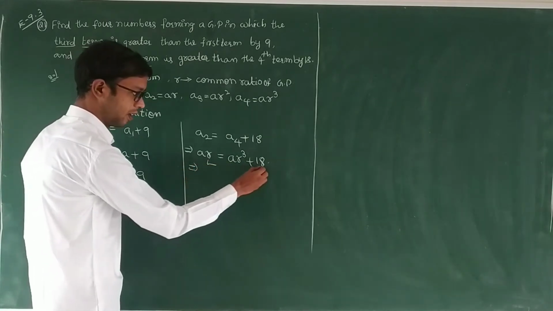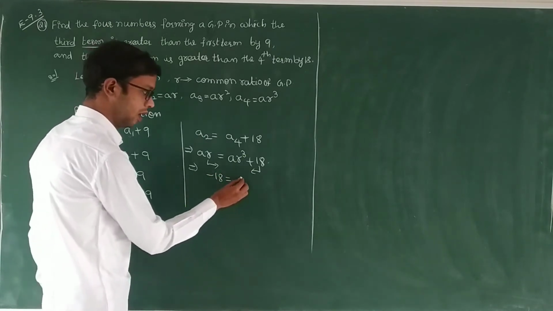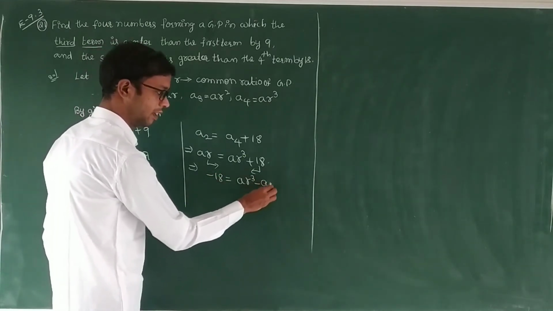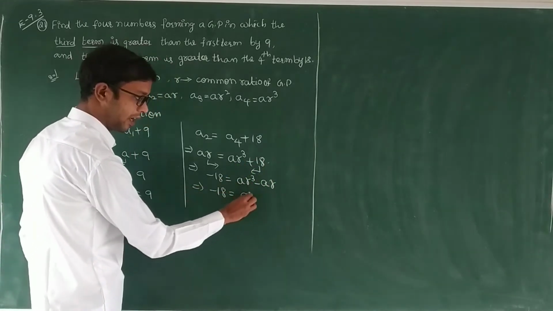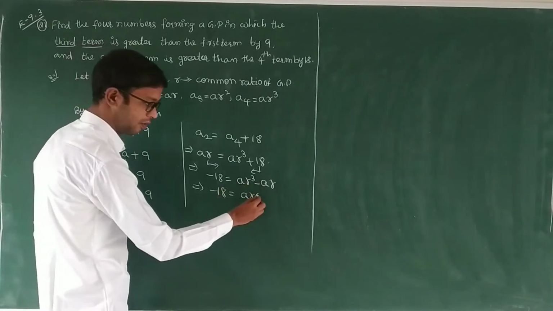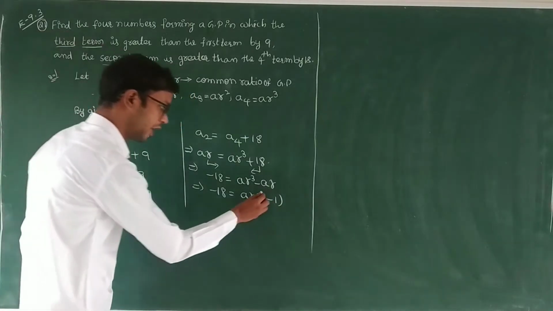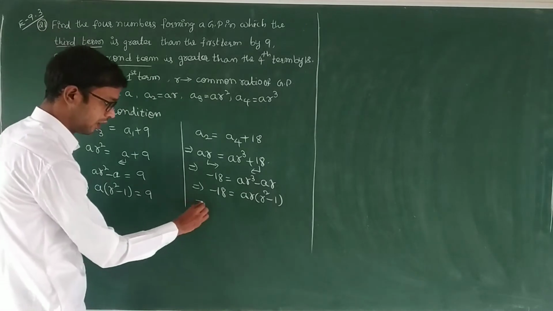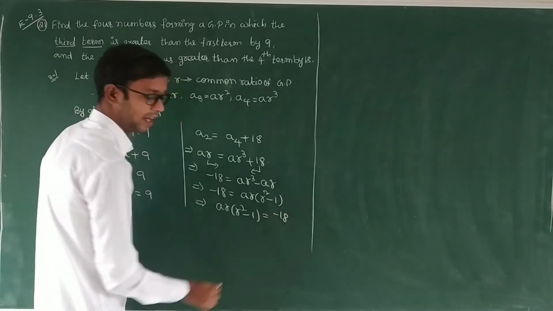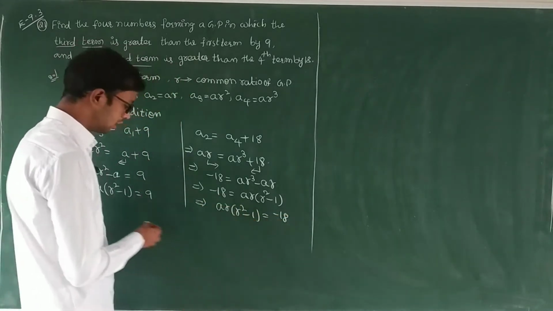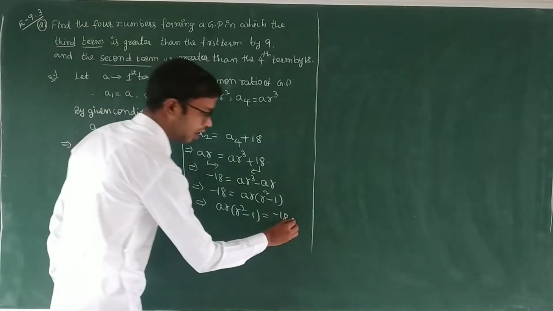Next, on this side also: A2 is AR, A4 is AR cube, plus 18. Here I am interchanging both, so minus 18 is equal to AR cube minus AR. Taking AR common, we get AR into R square minus 1 is equal to minus 18. I am writing it interchangeably. So now we got two equations. This one I am taking as equation 1, and that one as equation 2.